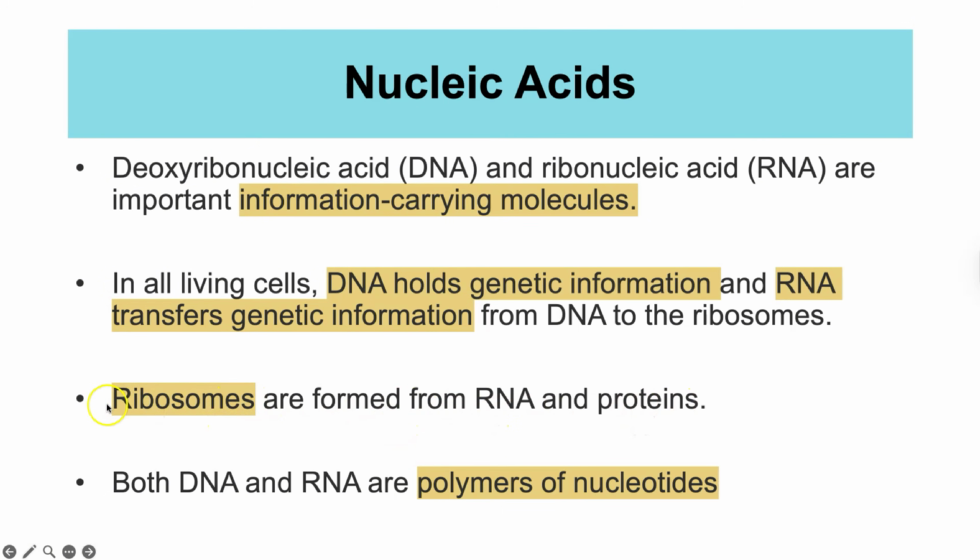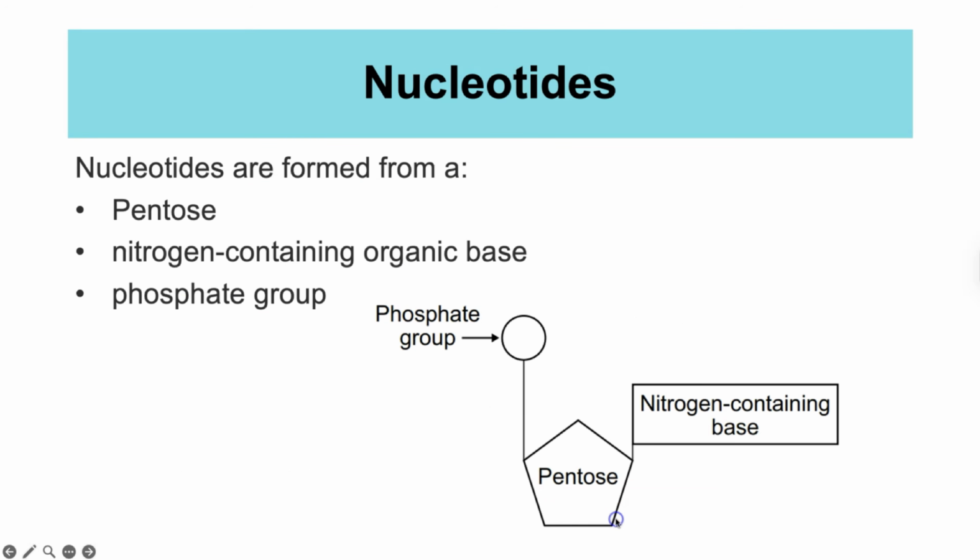That's such a small spec point that sometimes gets forgotten, but it's come up a couple of times now as a 1-mark question, so just remember that fact. And both DNA and RNA are polymers made up of the monomer nucleotides. So here we see a generic nucleotide. It has a phosphate group, a pentose sugar, and a nitrogen-containing organic base.